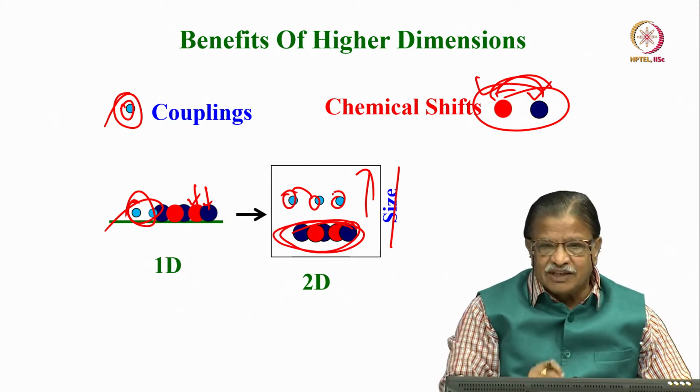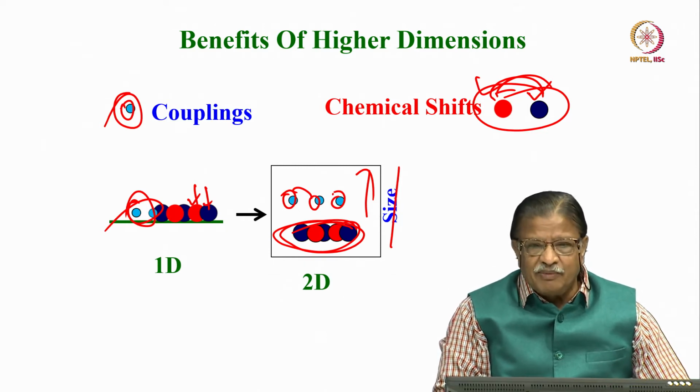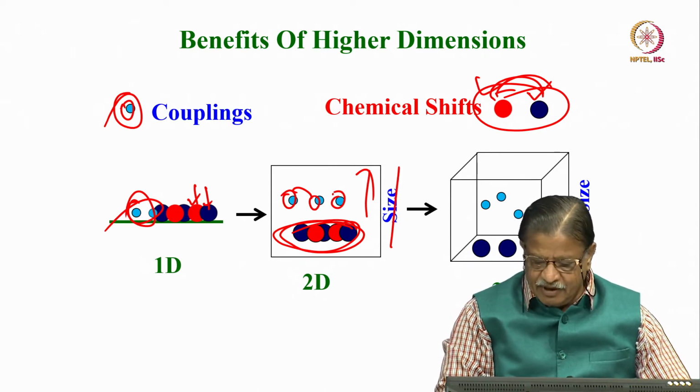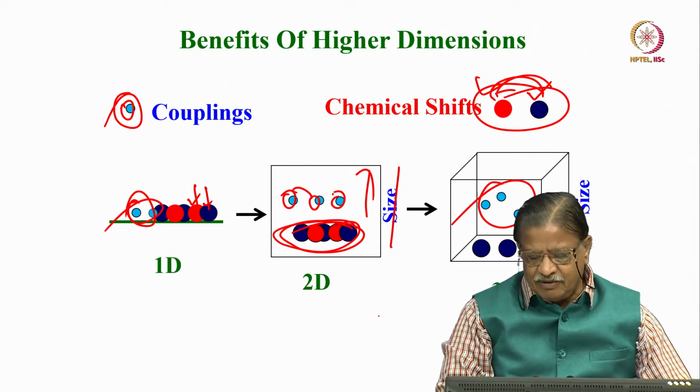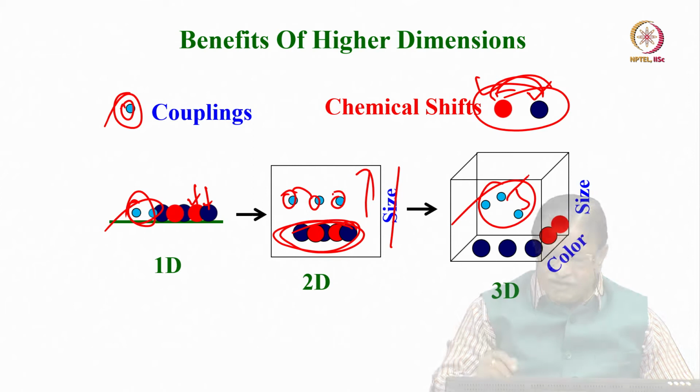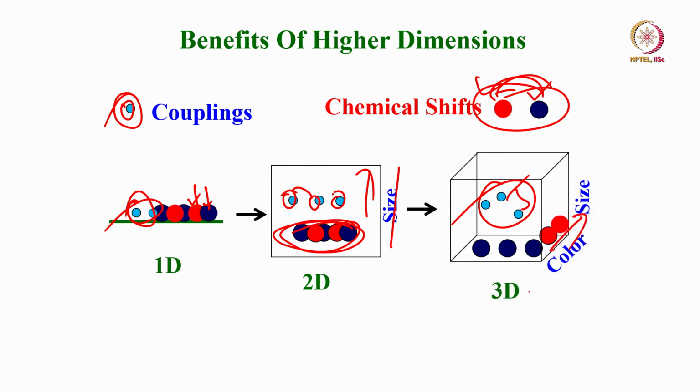But to increase this further, we can go one more dimension. We can go to 3D NMR. What we do is, in this dimension we change the color of the balls, that is the J coupling here. We have one chemical shift of proton here, one type of protons, and other type of protons are here. Now these black balls, red balls and blue balls, everything got separated in 3 dimensions.